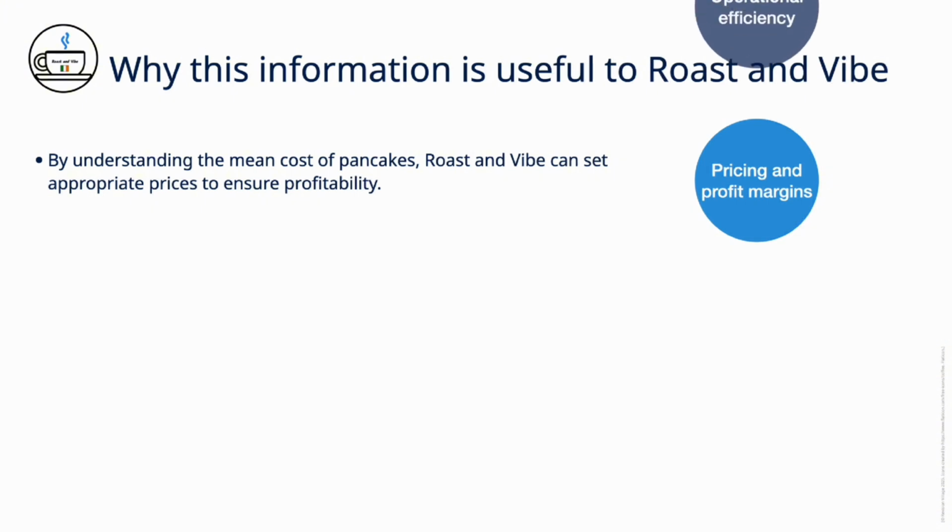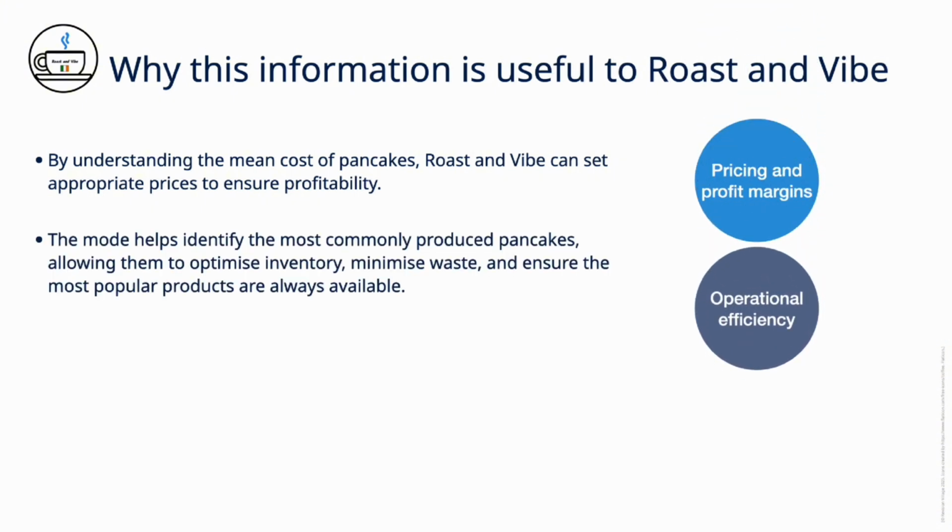The mode identifies the most frequently occurring production cost, which reflects the standard production patterns for Roast and Vibe. Understanding the mode helps them identify which pancake sizes or combinations are most commonly produced, and this can be useful in managing ingredient stock, production schedules, and marketing efforts for the most popular options.